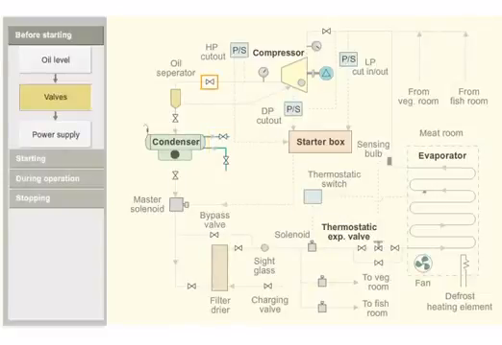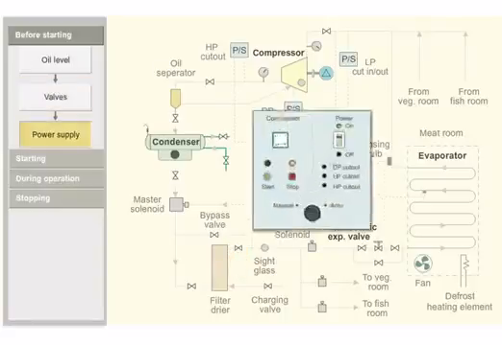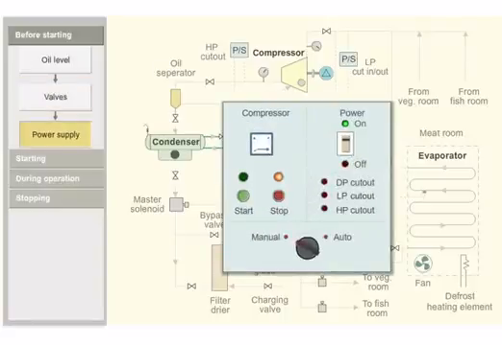Open the compressor outlet valve, condenser inlet valve, receiver outlet valve, filter dryer inlet, and outlet valves. Check whether the power supply is available to the compressor motor. Ensure that the compressor is in manual mode.